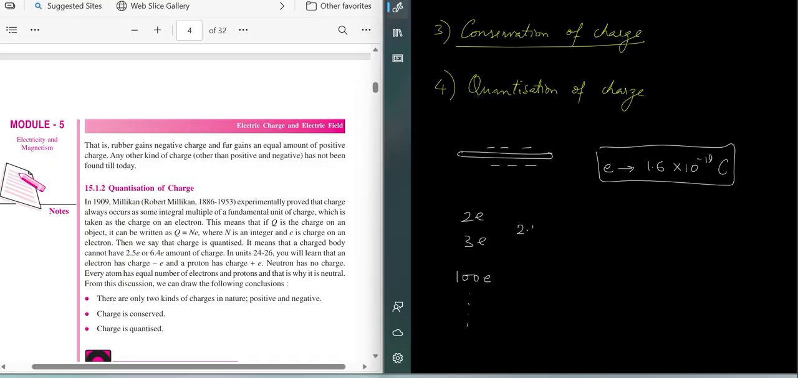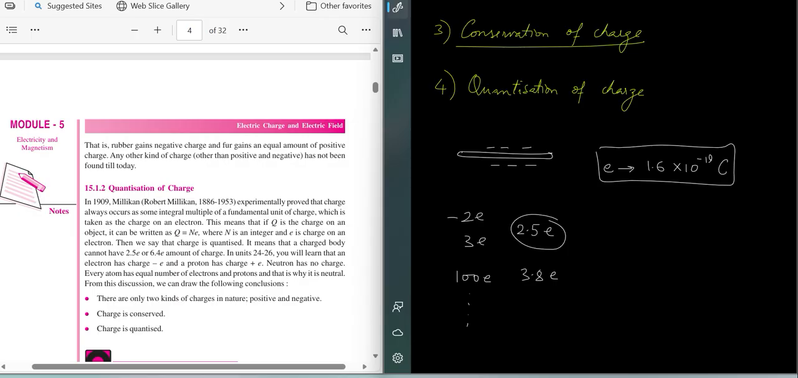It can never be 2.5e. It cannot be this value. It cannot be 3.8, for example. It can be minus 2e because charges are of two types: one is positive, one is negative. So it can be minus 2e, that means 2 times the negative charge of the basic amount of charge.